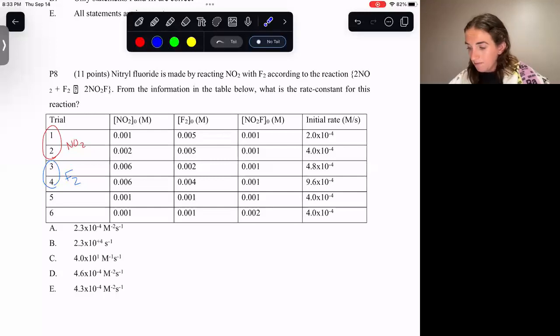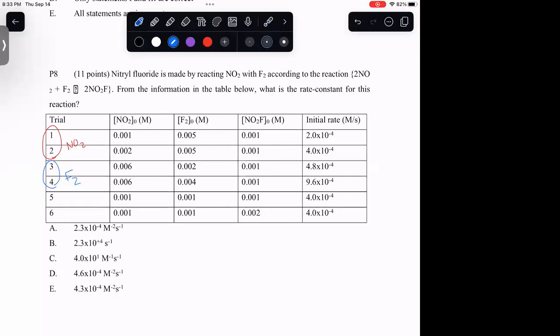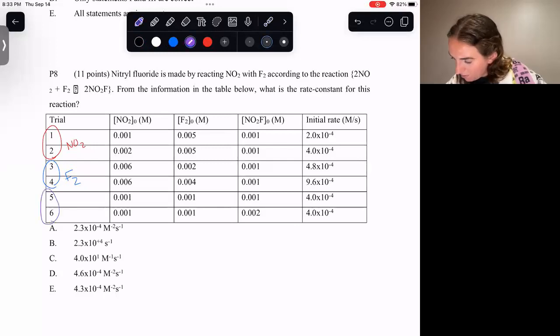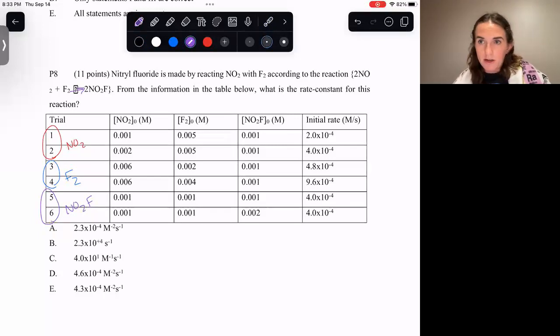Okay. So then what would be the trials that you want to use for NO2F? I guess 5 and 6 after that. Yep, you would use 5 and 6 for that one. NO2F doesn't really matter too much, I think, because it's going to be a product, but it's still something that we can look at and we can still consider.